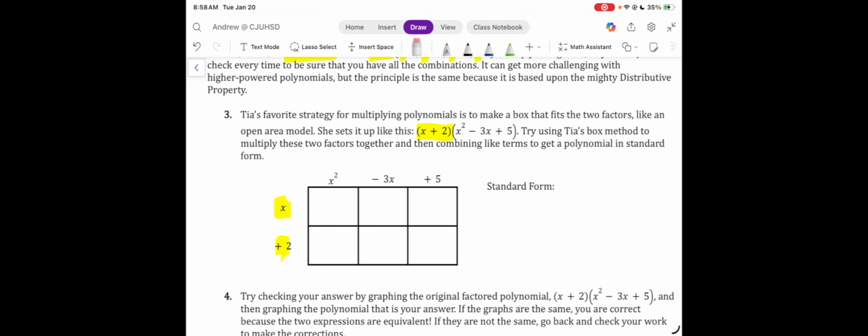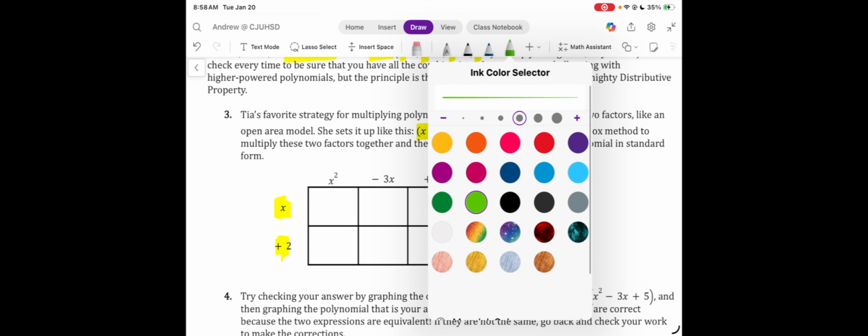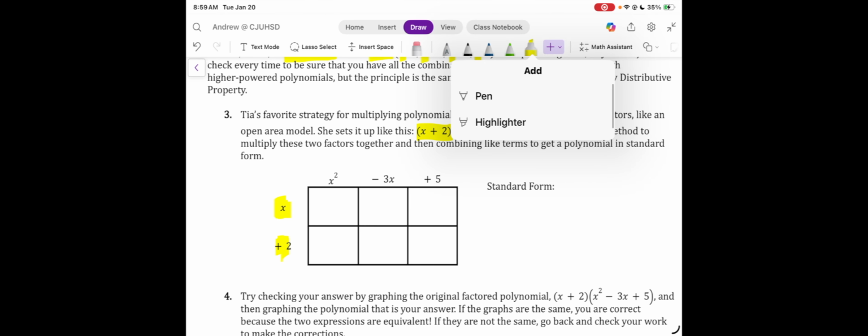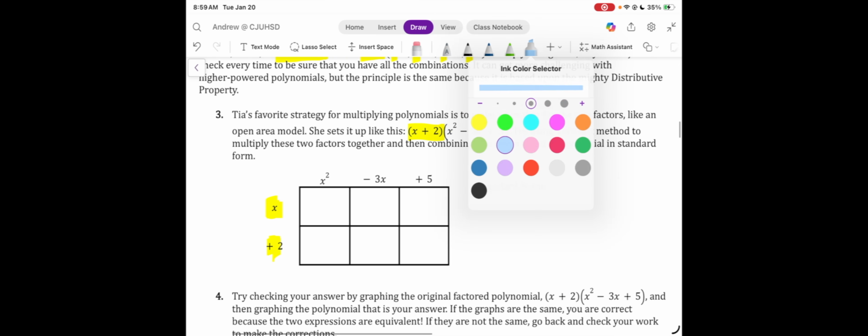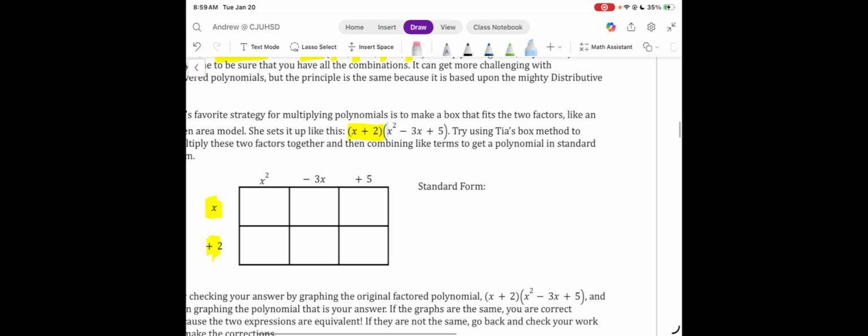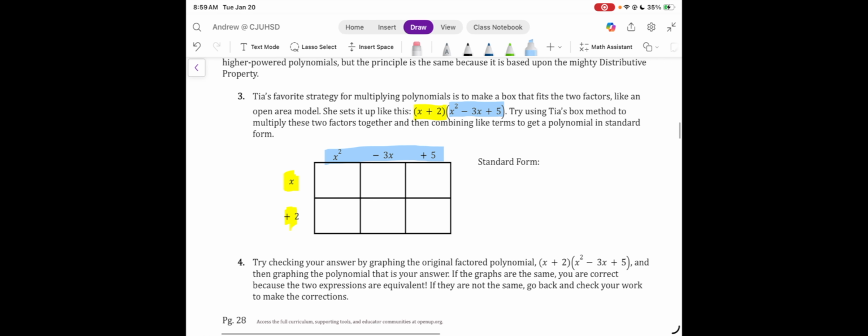Oops, let's try that again. We want the highlighter. And I just lost the highlighter. There we go. X squared minus 3x plus 5 is right here. And so we just multiply like crazy. X times x squared, negative 3x squared, 5x, 2x squared, negative 6x, and 10.